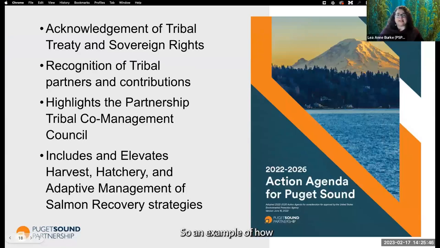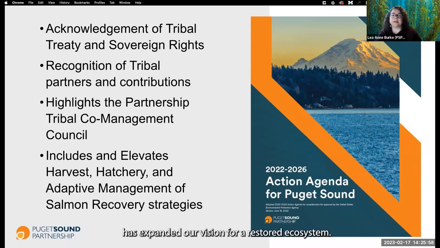So, an example of how this collaboration shows up in our actual work. As a result of this work, our latest action agenda for Puget Sound, which we published last year, has expanded our vision for a restored ecosystem. And importantly, this version for the first time includes harvest, hatchery, and adaptive management of salmon recovery strategies.